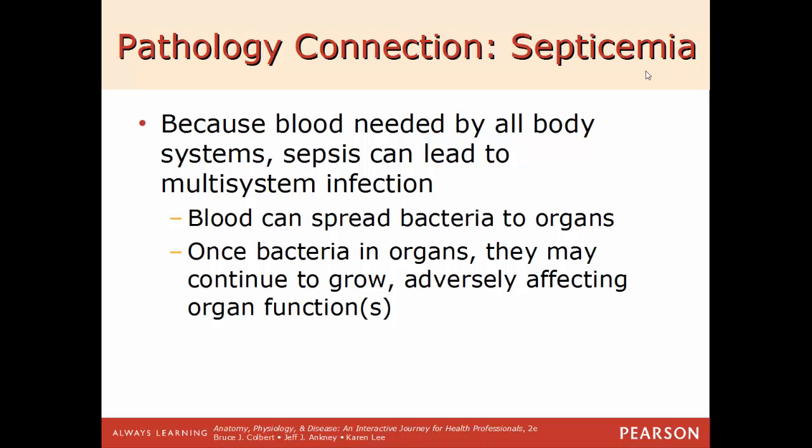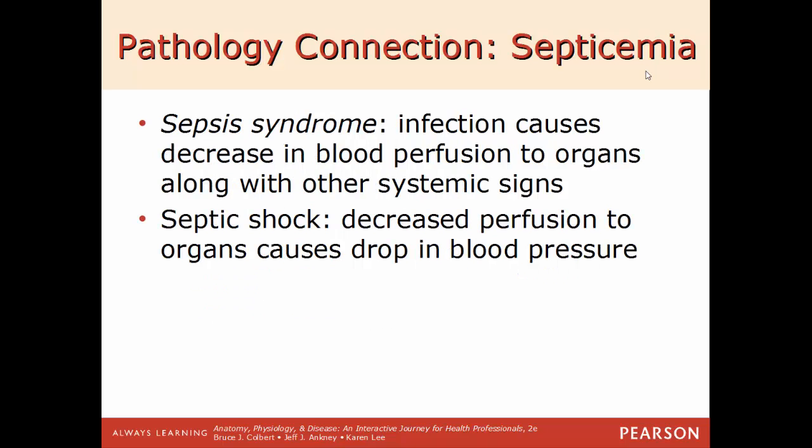If they can't do their job, they will die. If too many organs fail, then you will die. Two types here. Sepsis syndrome is where the infection causes a decrease in blood perfusion to organs, along with other systemic signs. So the infection is decreasing the amount of blood that your organs are able to get. If they can't get enough blood, then they can't get enough oxygen, so they can't function as effectively as they should. You also have septic shock.